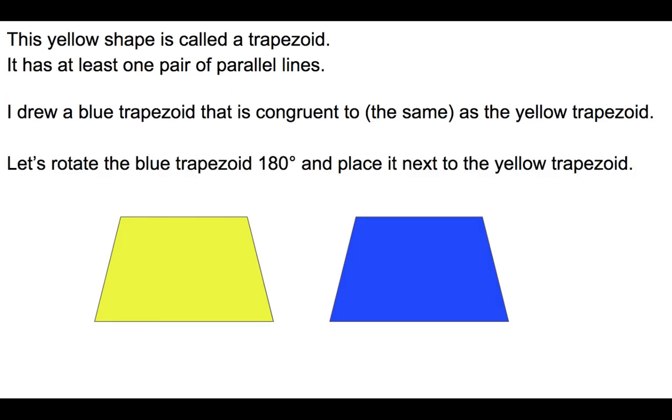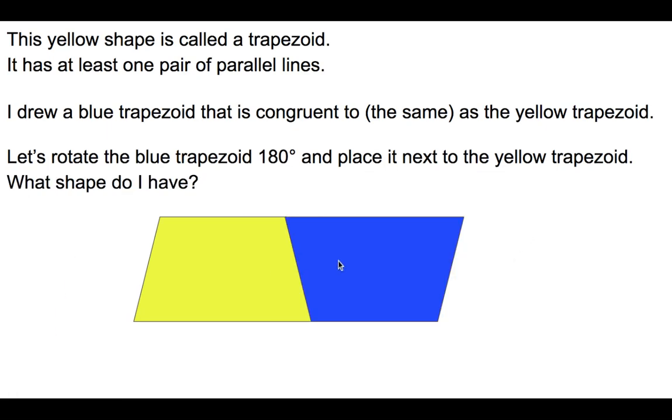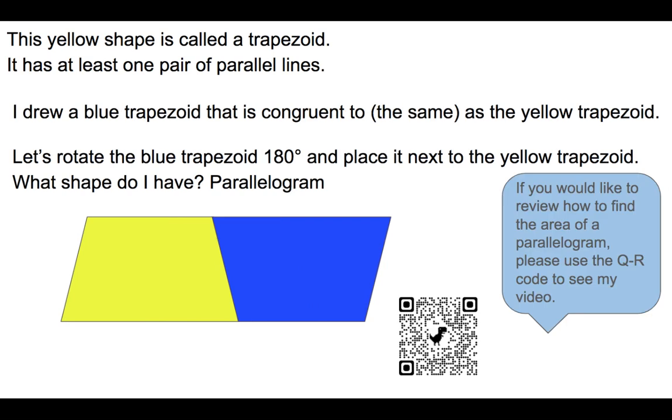So what I'm going to do is rotate this blue trapezoid 180 degrees, and then place it next to the yellow trapezoid. So I slid it in there, and you can see that I have a new shape. And what shape is this? Right, it's a parallelogram. If you want to review how to find the area of a parallelogram, please use the QR code below.